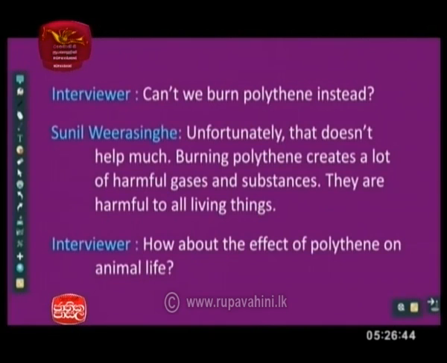Burning polythene creates a lot of harmful gases. Harmful gases and substances, they are harmful to all living things.